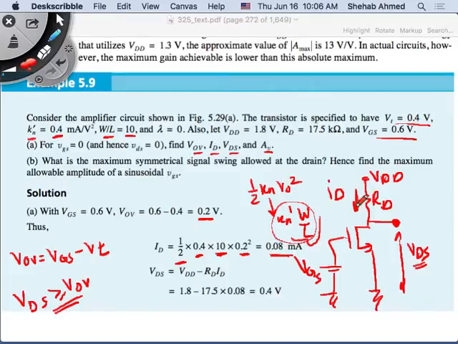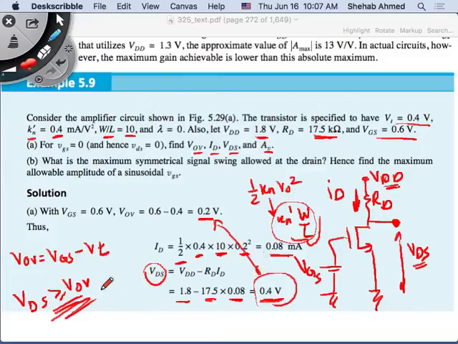After you know ID, right, you can try to calculate VDS from VDD, which is given as 1.8, 1.8 minus 0.08 times the resistance. Resistance 17.5 kilo ohms, given as well, right? So you can calculate VDS. Now, were you correct in assuming that you are in saturation mode? It's bigger than overdrive. So our assumption was correct, and we are in the saturation mode.